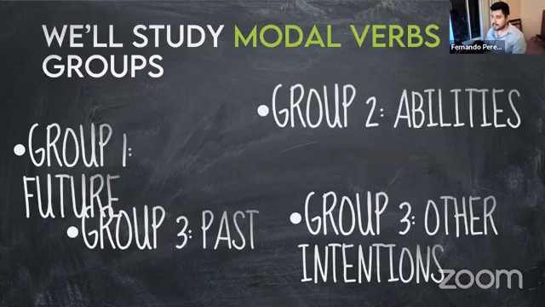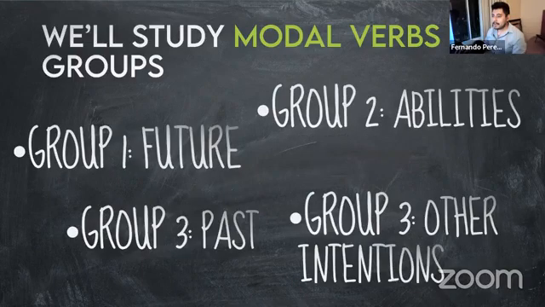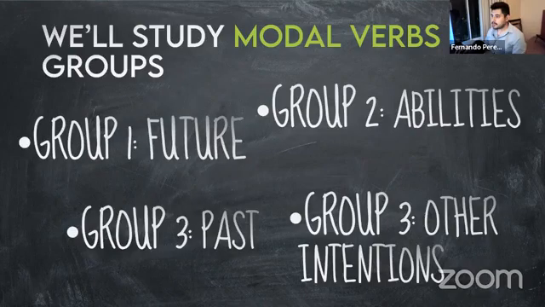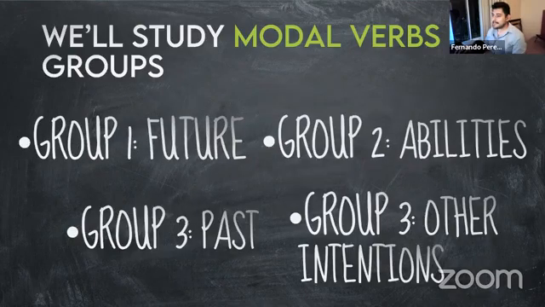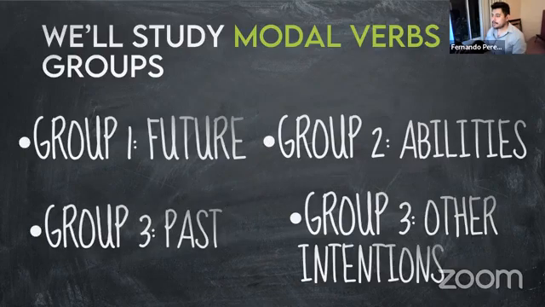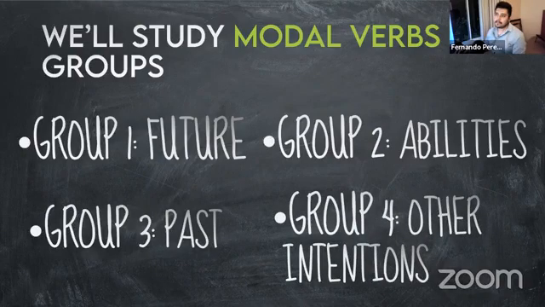That's much better. Group number one is the group for the future. Group number two is a group for abilities. Group number three is a group for the past. And group number four is a group for other intentions, random intentions, different intentions.